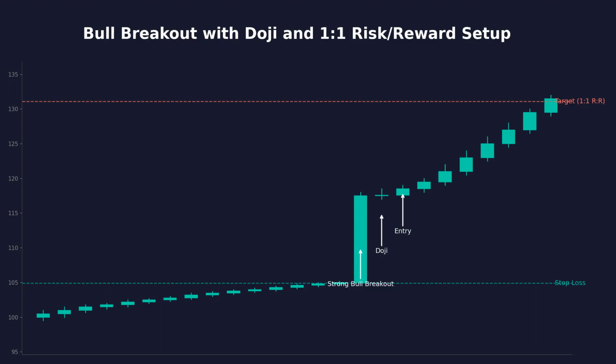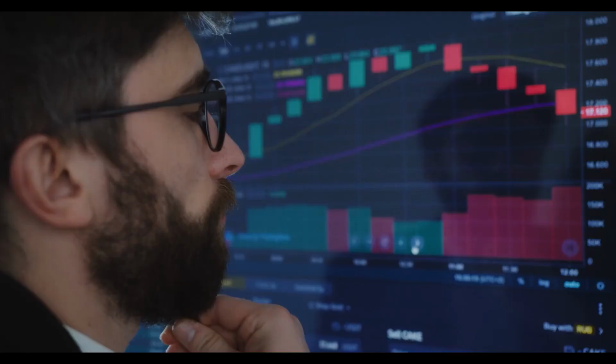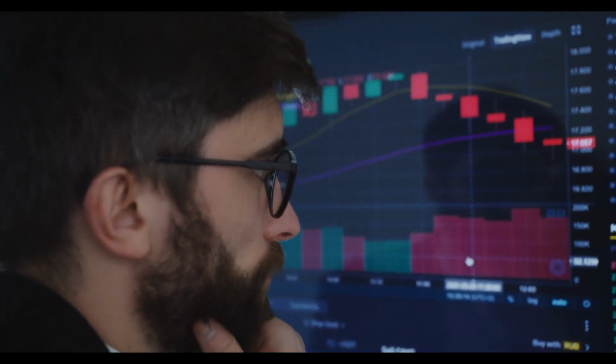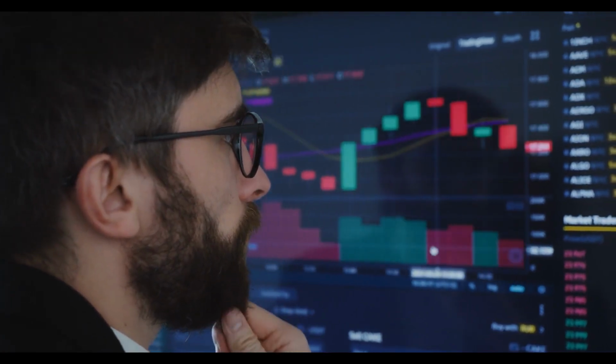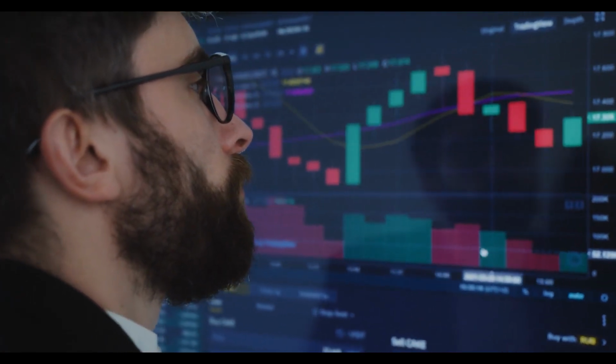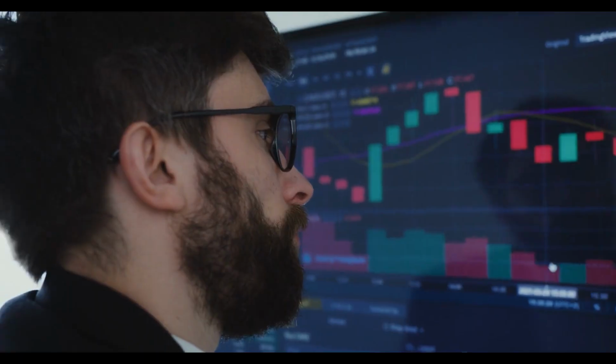A scalp target is usually equal to your risk. If your stop is 10 points away, your target is 10 points. You are betting on high probability momentum, exiting at the first sign of a pause. Swing targets require patience. You are trying to capture a trend, aiming for a reward at least twice your risk. This requires holding through pullbacks that would scare a scalper out.